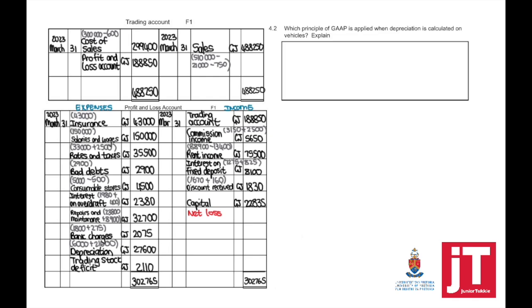The next question, 4.2, which GAAP principle is applied when depreciation is calculated on vehicles? Explain. It is prudence. Prudence means being conservative. The value of vehicles depreciates over a period of time. Therefore, the business must be conservative and calculate the depreciation on vehicles. Take note, you cannot just give a description of what prudence means. You need to apply that. It specifically said, why do we calculate depreciation on vehicles? And you need to explain how prudence fits into that.